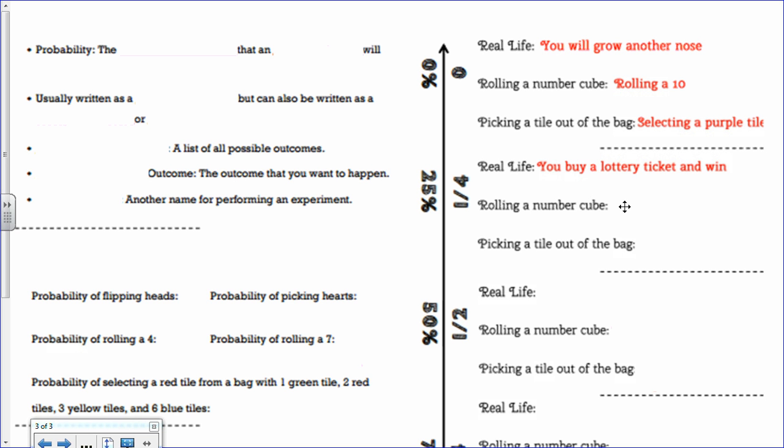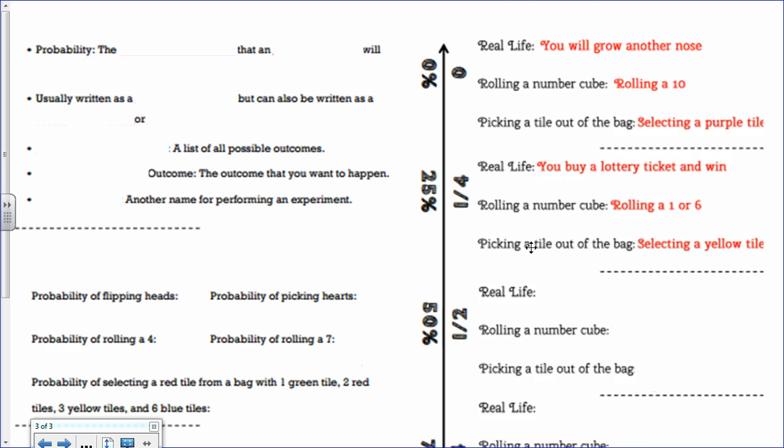On rolling a number cube, it would be rolling a 1 or a 6, which would have about a 1/4 chance. Picking a tile out of the bag, if you were to select a yellow tile from this bag, there's 3 yellows out of 12 total tiles, so that would give you a 1/4 probability.